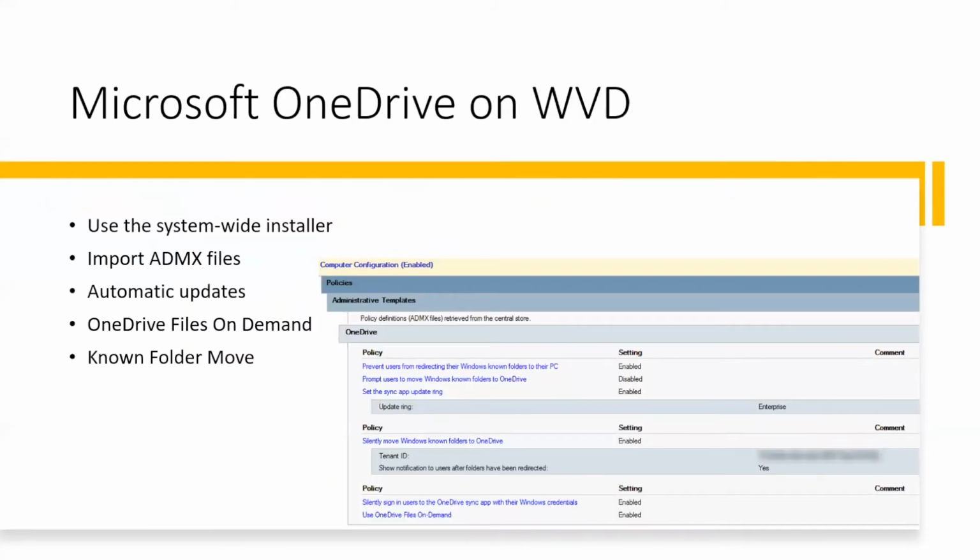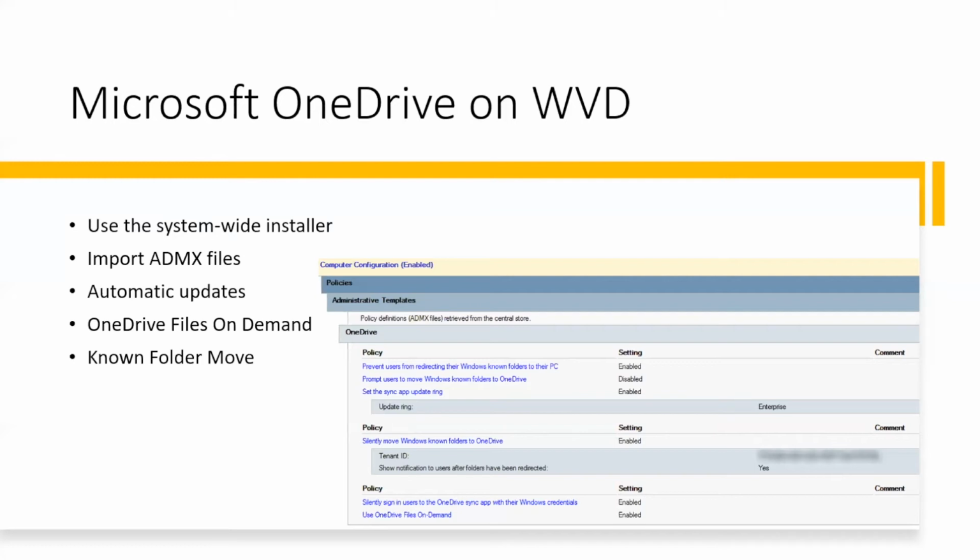The next thing we would like to talk about is OneDrive on WVD, some best practices. By default, the OneDrive sync client installs per user, meaning OneDrive.exe gets installed for each user account on the user profile. With the use of the system-wide installer, it is now possible to share that executable from within the program files location. You can use the ADMX files supplied within that installation folder to configure your GPOs.